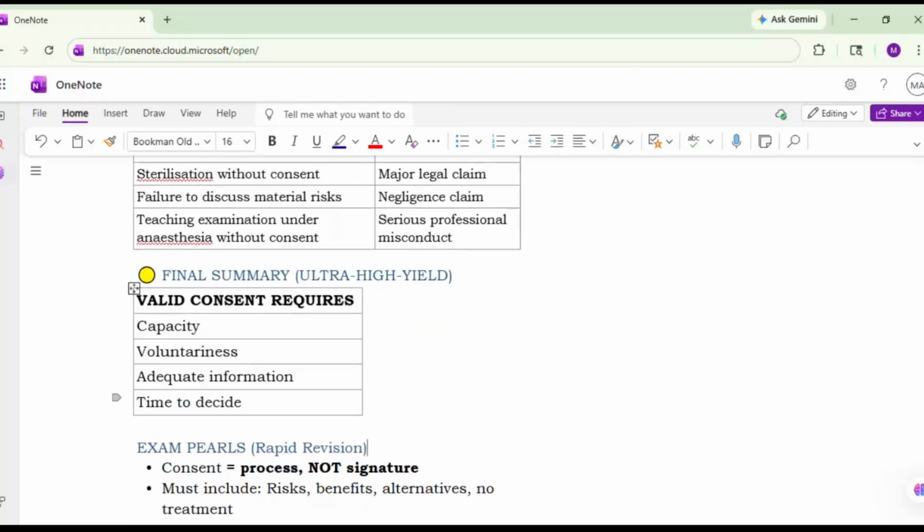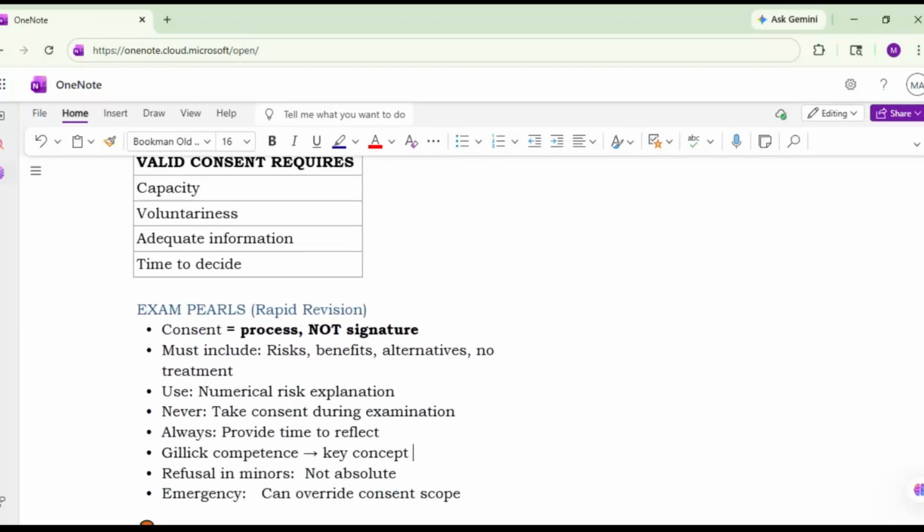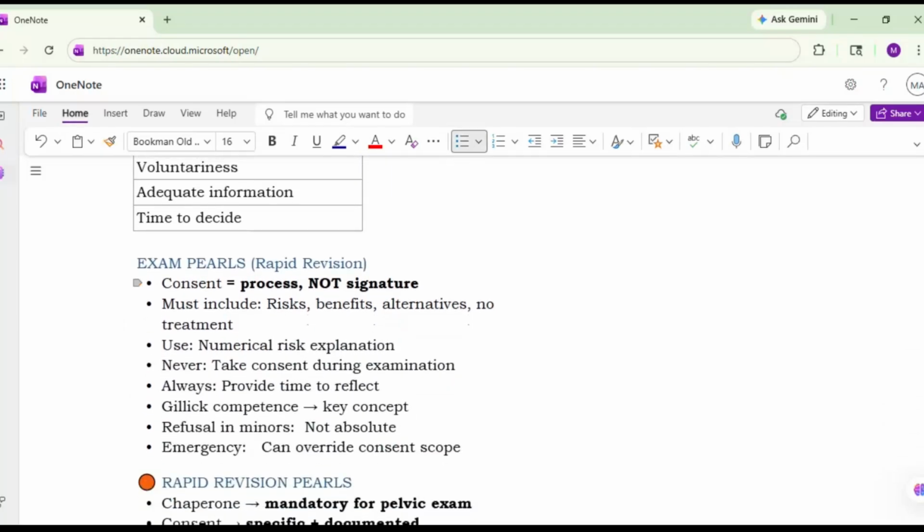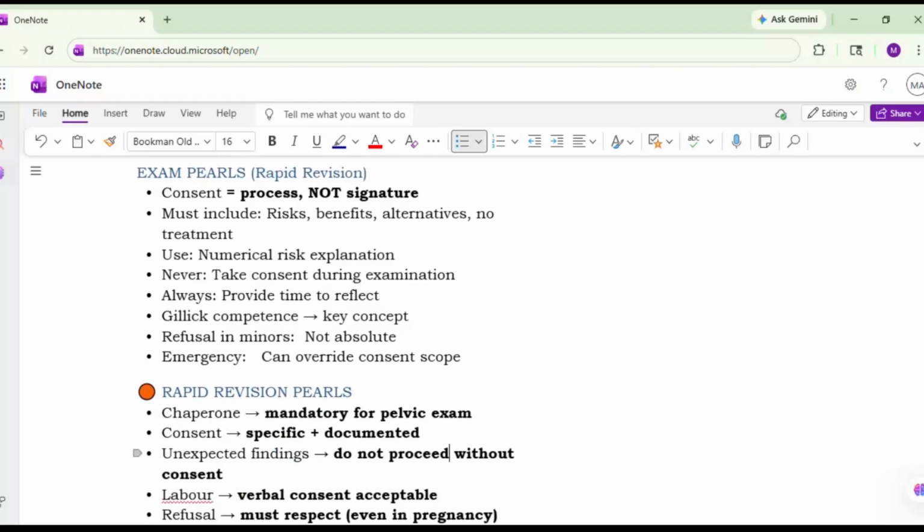Then the final summary is what is important: capacity, voluntariness, and adequate information and time to decide. So these are the important things when we take the consent. From the examination point of view, consent is a process, not just a signature. Must include risk, benefits, alternatives, no treatment. Use numerical risk explanation. Never take consent during examination. Always provide time to reflect. Gillick competence is the key concept. Refusal in minors is not absolute. It can be overridden by the parents. Emergency can override the consent.